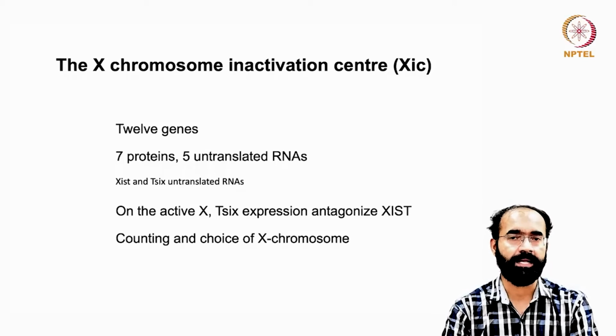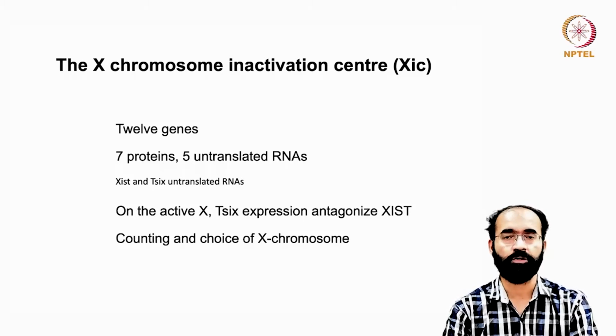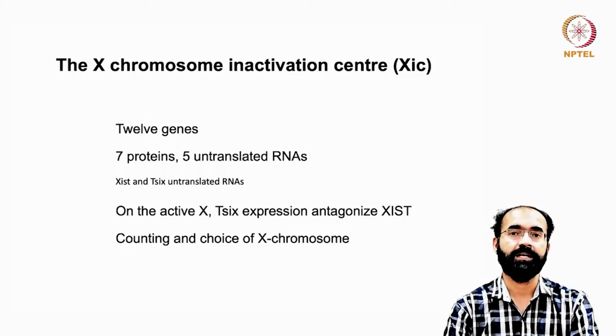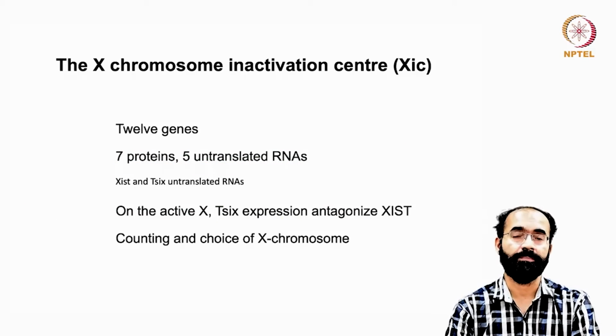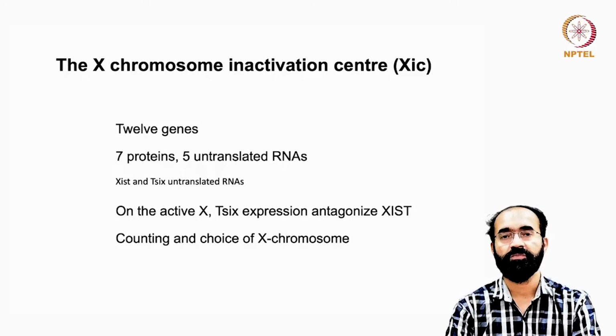Choice usually is random. There is no preference given to paternal copy or maternal copy. Choice usually is random, but counting takes place. Counting means the cell has to be sure that they have only 2 X chromosomes. What if there are 3 X chromosomes? You have to inactivate 2 of them. What if you have 4 X chromosomes? You have to inactivate 3 of them. Under any circumstance, allow only 1 X chromosome to function.